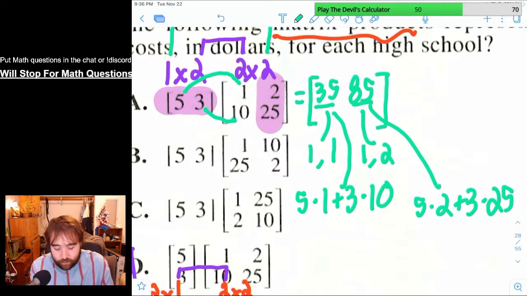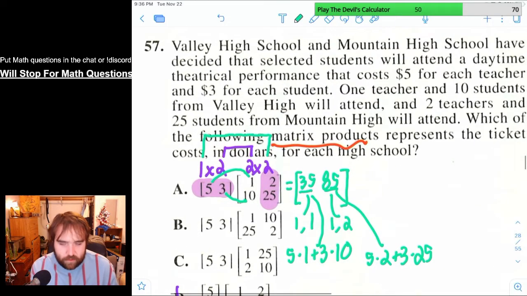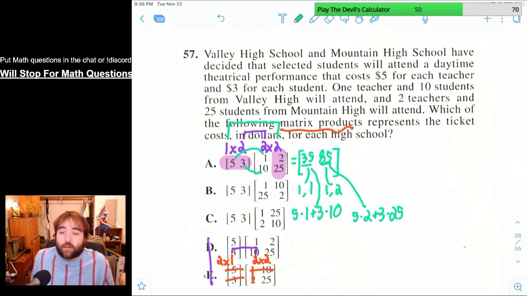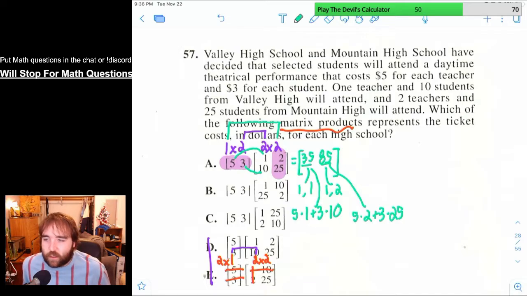So that's the idea with matrix multiplication. I don't think they make you do it too much. I think this is the first time I've seen it. But as we see, they can do it sometimes. So let's see what they even want.